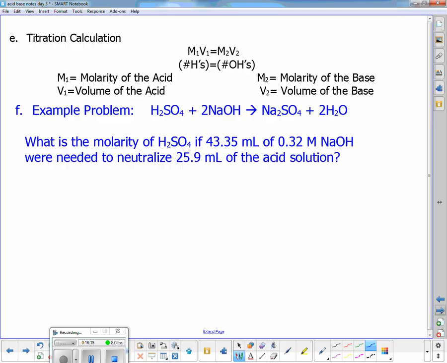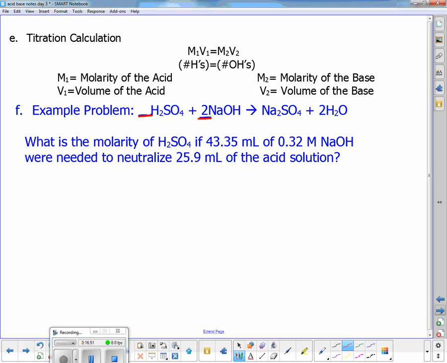All right, let's go on a little bit. So now that I've done the titration, I need to be able to do the calculations. In this reaction, if it is a 1-to-1, the number of hydrogens is equal to the number of hydroxides, I can use M1V1 equals M2V2. But if it's not, if I do a balanced equation and they are not the same, like here, then I need to add in how many I've got for each of them.